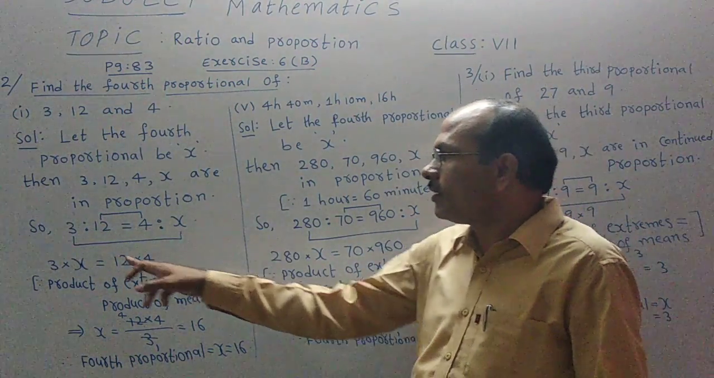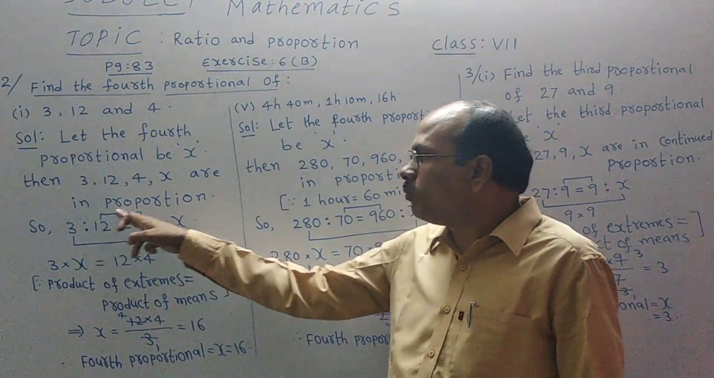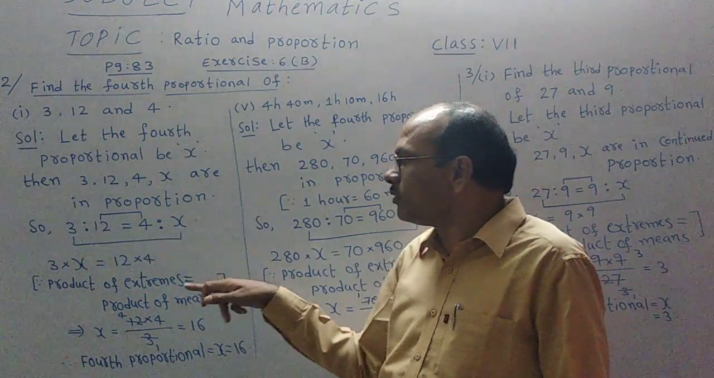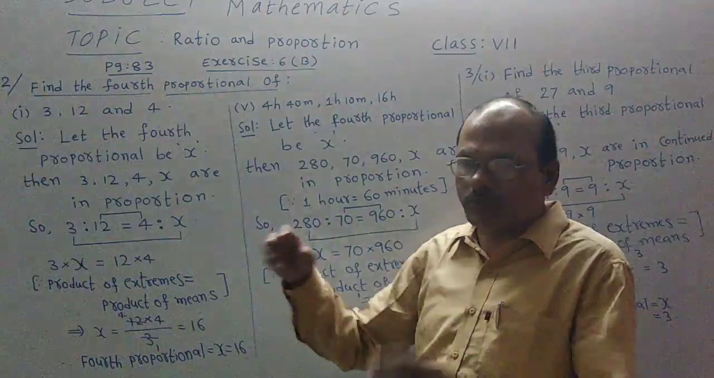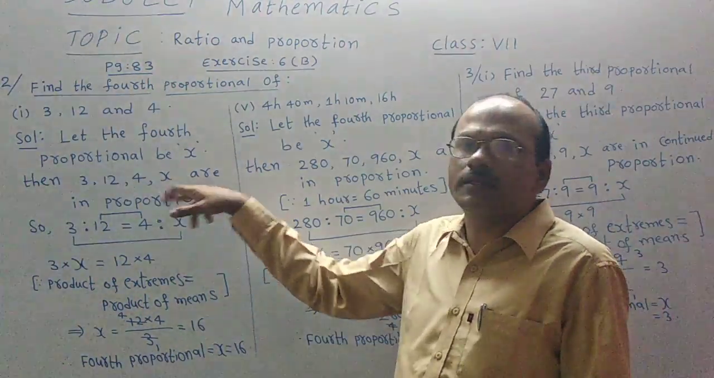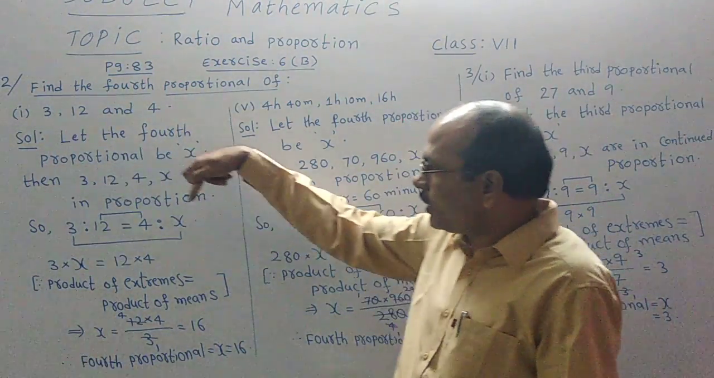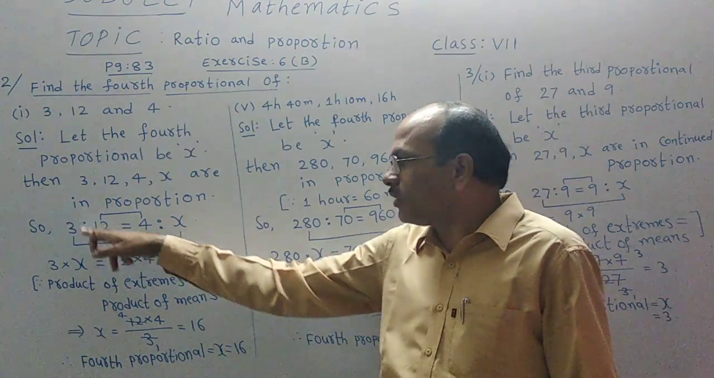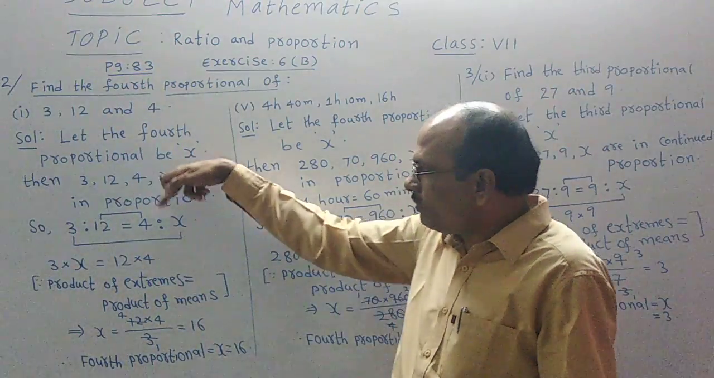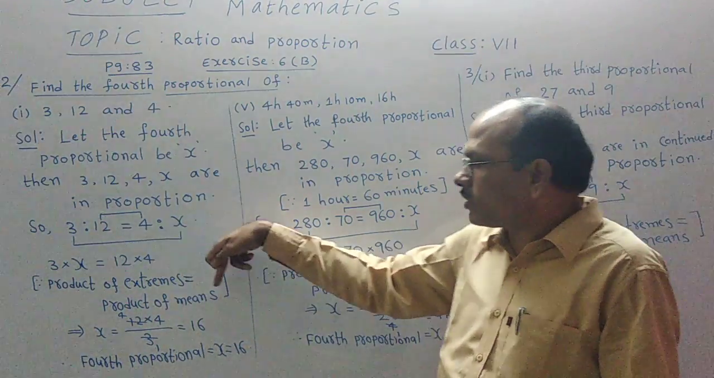Then the first term should be multiplied with the last term, and the middle terms should be multiplied. The product of the last terms is called the product of extremes. Extremes means both the ends. The product of extremes should be equal to the product of the middle terms, called the product of means. That's why 3 and x should be multiplied. I have shown it with a line. 3 into x is equal to 12 into 4.